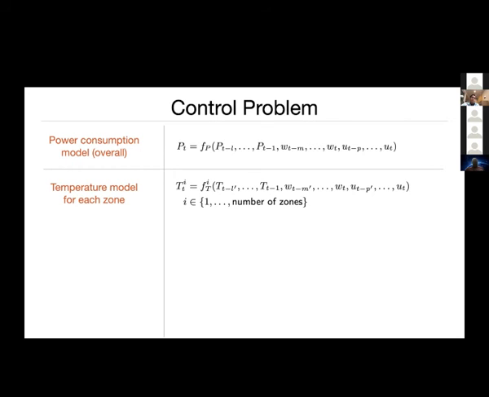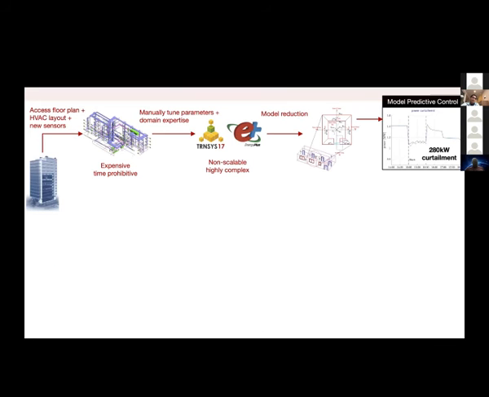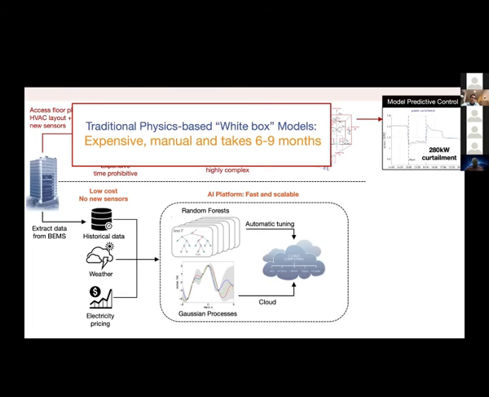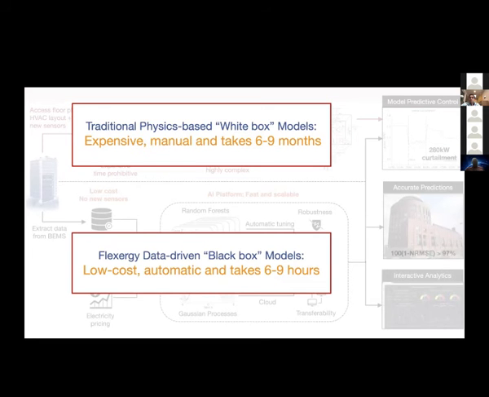And so we have to set up this traditional model predictive control problem over here. The problem is that our model is based on the data that we are getting. So we want to go from this physics-based model that takes 6 to 9 months to a data-driven model that basically takes 6 to 9 hours, right? And we want to have other things also where we can interactively manage this model.